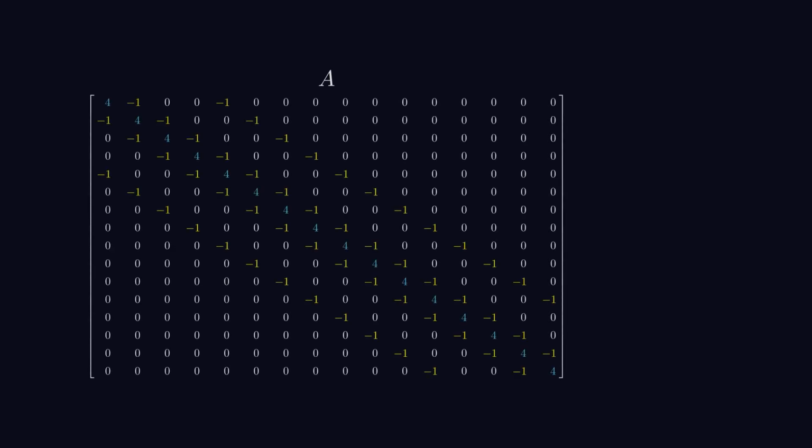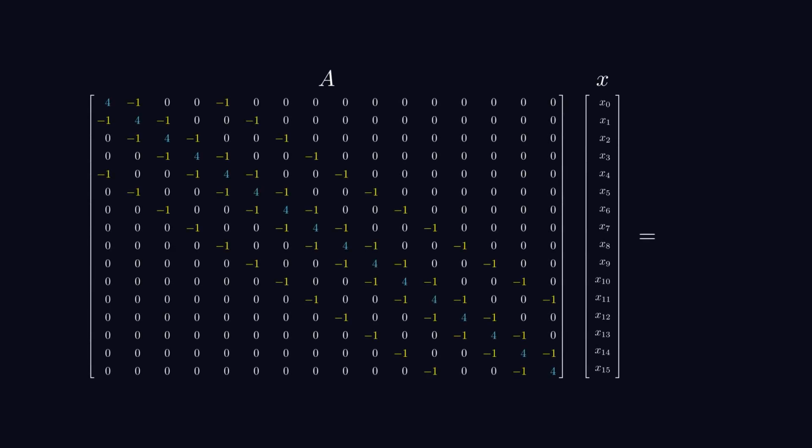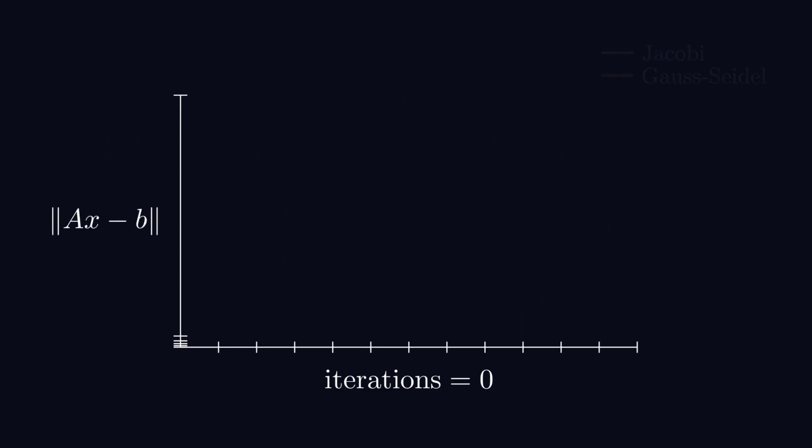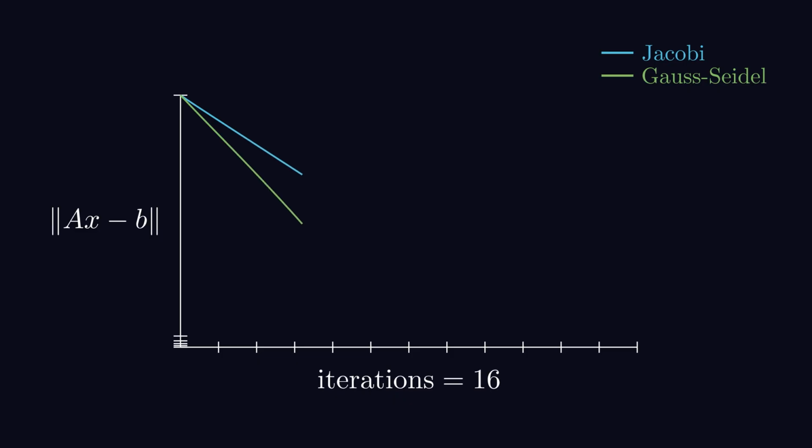But to see the real difference, let's look at a much bigger matrix, like 16x16. And instead of plotting the path, which would be kind of hard to do with so many variables, we look at the residual. Here we see that Gauss-Seidel is much faster at converging compared to the Jacobi solver. But can you get even faster? And the answer is yes, with the successive over-relaxation method.